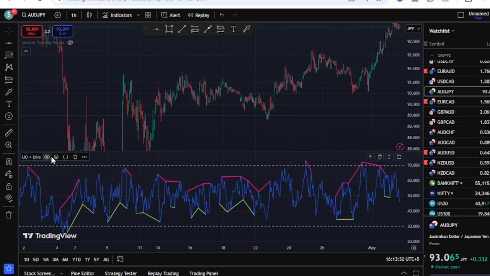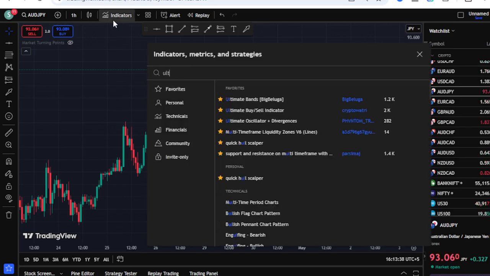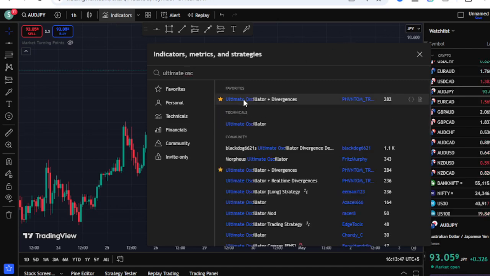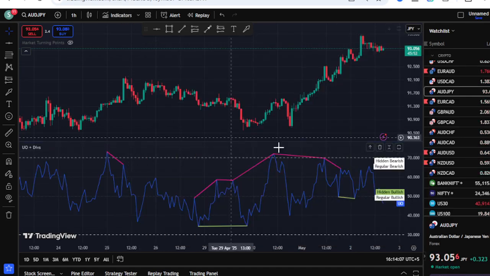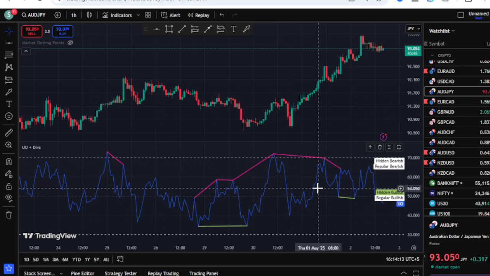Okay, so this is the free indicator. First of all, let's attach this indicator on our screen so that we can get started with this video. You need to write ultimate oscillator. When you write ultimate oscillator, this indicator will come, called Ultimate Oscillator plus Divergences. The name of the author is some Phantom, and you can see we have 282 likes already on this indicator. Once you attach this indicator on your screen, it will look like divergences and something like this, and I will explain how we need to tackle this indicator.